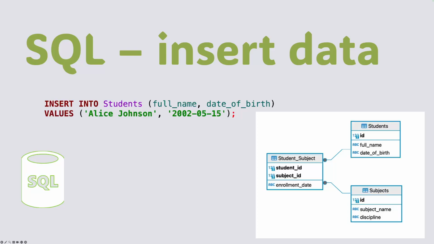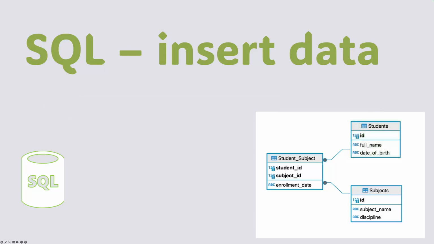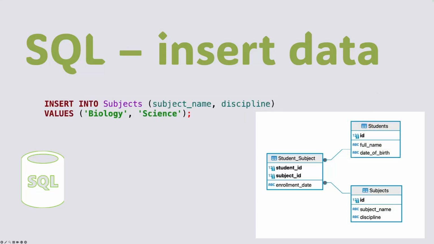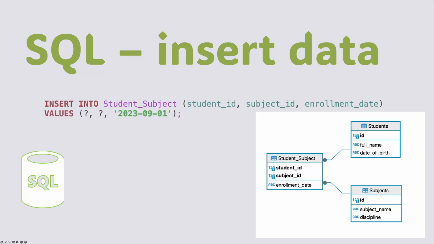This is done with an insert statement, like the one that you can see on the screen. Now we are going to insert data into the students table. We're going to tell which fields we are going to insert with which values. So we're going to insert into students full name, date of birth, and then we're going to say inside those fields which items we're going to insert. Let's do the same for the subject table. Of course the names are a little bit different, but the concept is the same.